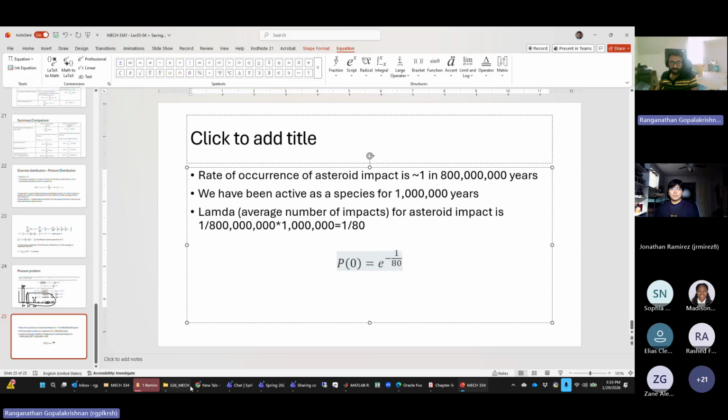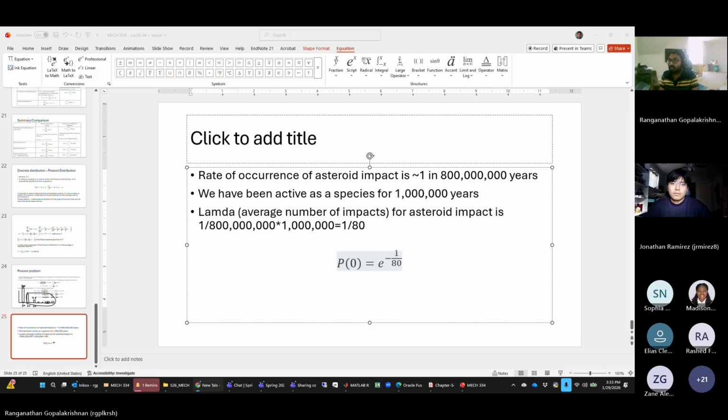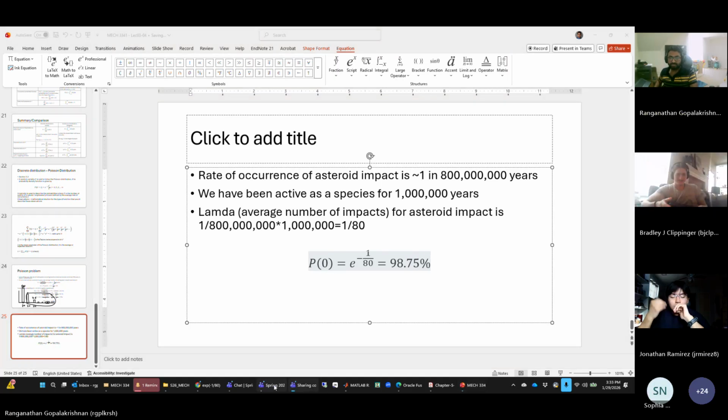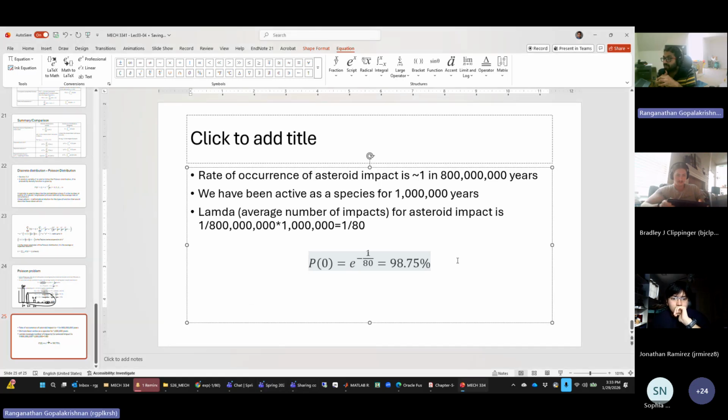What is this number? Can anybody compute and tell me? That's 98.75%. Very good chance that nothing bad will happen to us. How about that? 98.75% that we will never see an asteroid striking Earth when we are around.